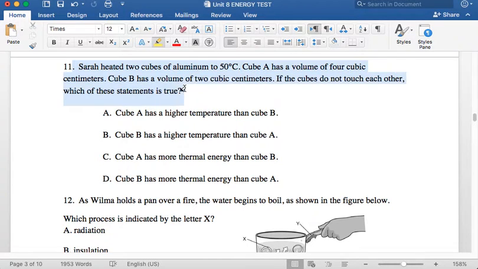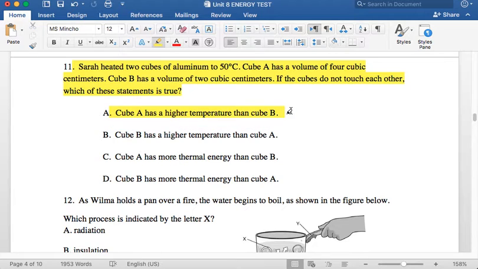Number 11. Sarah heated 2 cubes of aluminum to 50 degrees Celsius. Cube A has a volume of 4 cubic centimeters. Cube B has a volume of 2 cubic centimeters. If the cubes do not touch each other, which of these statements is true? So if they do not touch each other, which one of these is true?